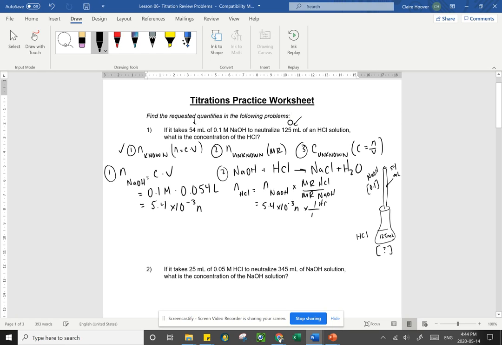1 to 1, so it's going to be the same thing: 5.4 times 10 to the negative 3 moles.